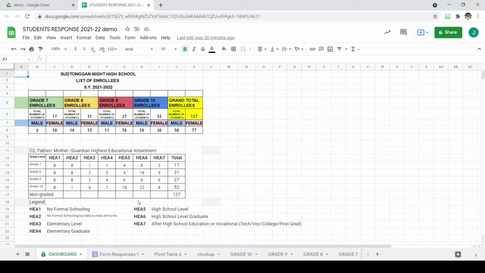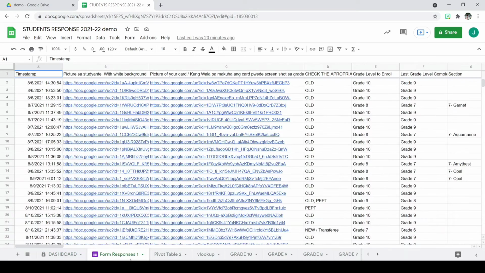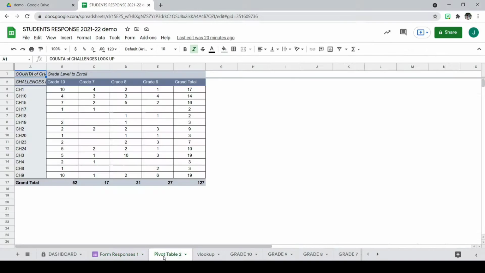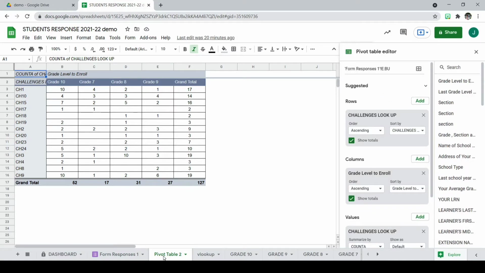Okay, so what we have here is the dashboard. So, ang dashboard kay mauni siya ang kato ng consolidation. And then, we have here kaning form responses 1. This is from the Google form nga ginsiran sa mga bata. And then, pivot table 2. So, nagbuhat ko og table para sa challenges kay daghan mo kay siya, so kapuya na kay ko mag VLOOKUP.